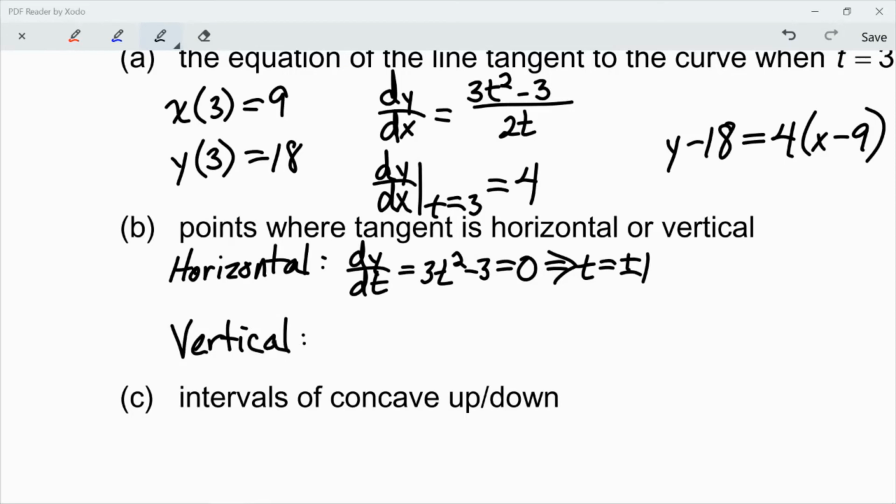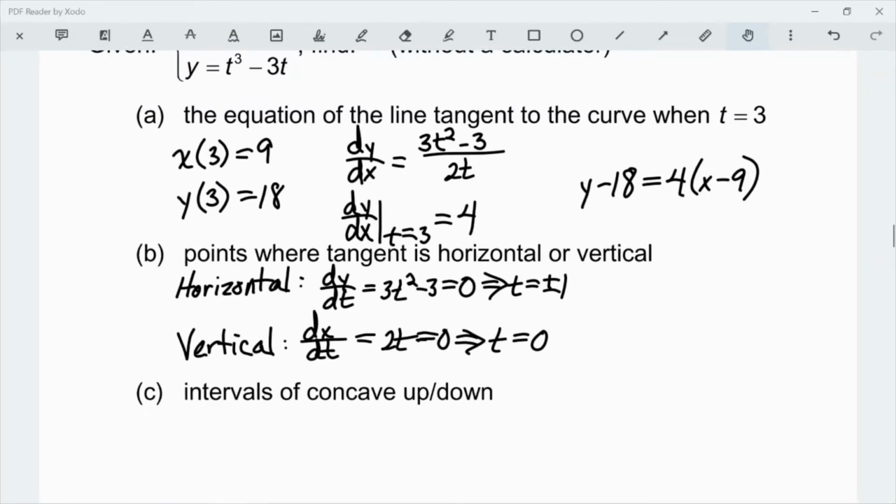Remember, for those, we need the denominator to be 0 when the numerator is not. Well, dx/dt is just 2t. When I set that equal to 0, we can see that happens at time is equal to 0. So there's not a point where they're both 0 at the same time. So I don't have to worry about any cusp points. So for my horizontal lines, or at least the horizontal points of tangency, it's going to occur at t is equal to 1. Well, or t is equal to negative 1.